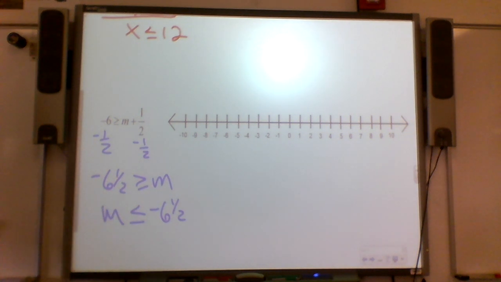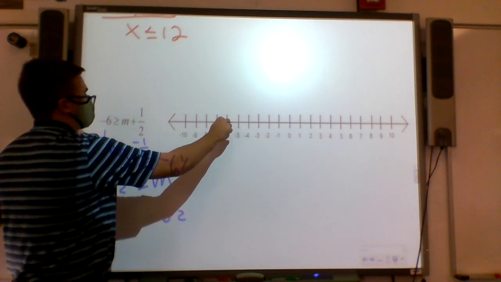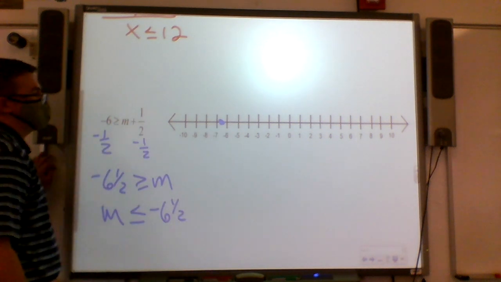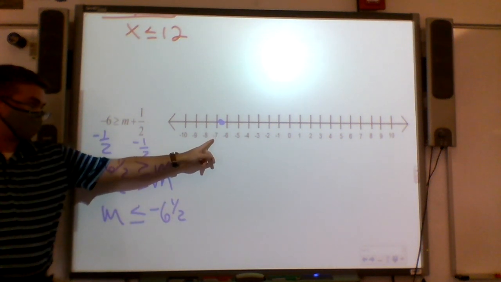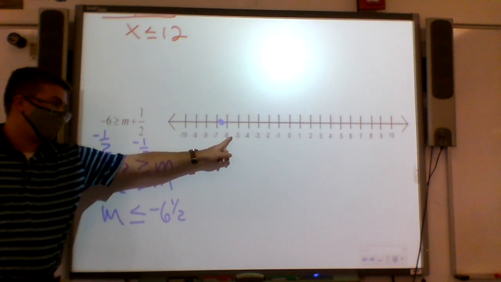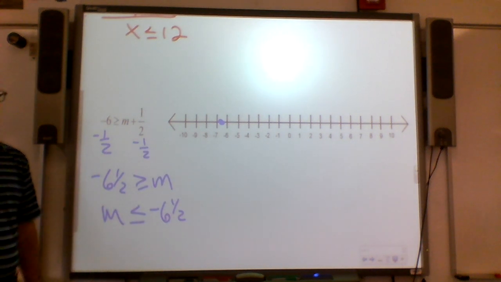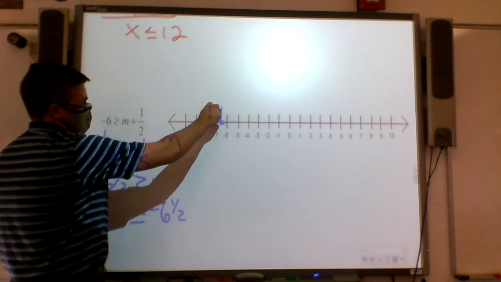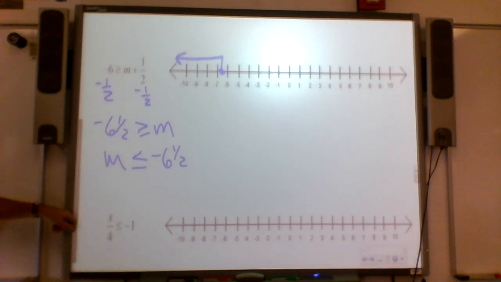m is less than or equal to negative 6.5, so I'm going to put a closed circle on negative 6.5. Now, keep in mind, negative 6.5 is between negative 6 and negative 7, not negative 5 and negative 6, because it's negative 6 and then a half more negative. Closed circle, shaded to the left.